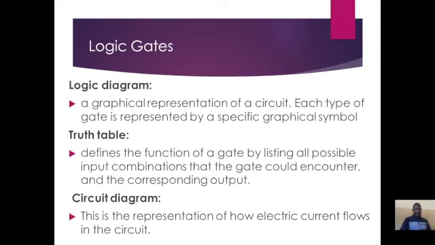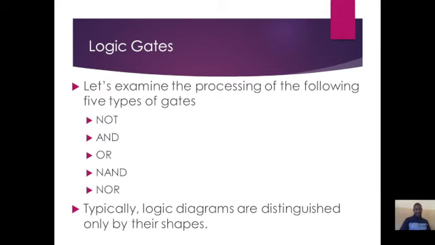Okay, so we'll look at logic diagrams, a graphical representation of a circuit. You will see familiar circuits that you could have interacted with at secondary school in physics. Then also look at the truth tables. This will define the function of a gate by listing all possible input combinations that the gate would encounter and the corresponding output. Then also look at the circuit diagram. These again are just a representation of how electric current flows in a particular circuit. But before we look at all those things, let's begin addressing the types of logic gates that we have.